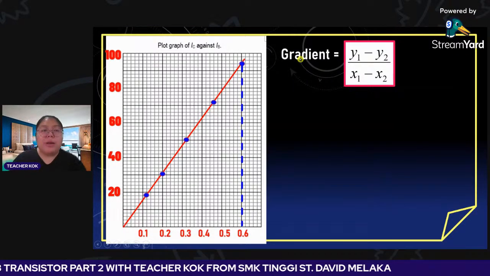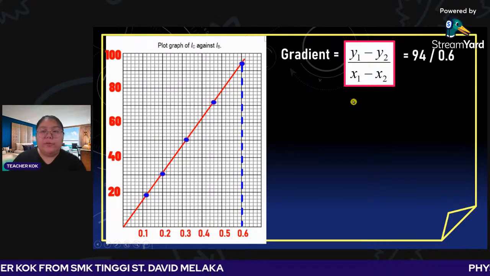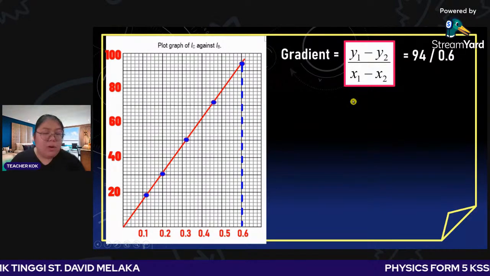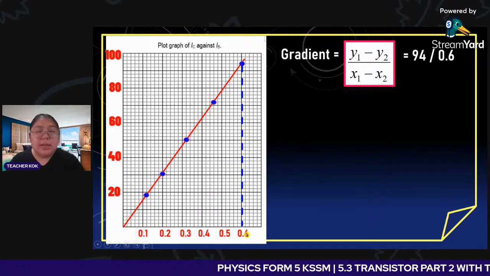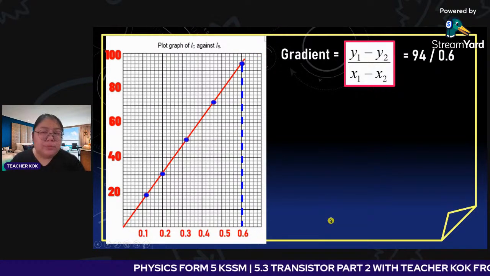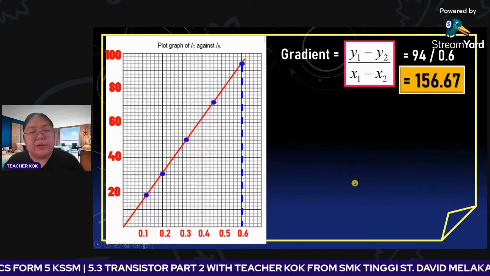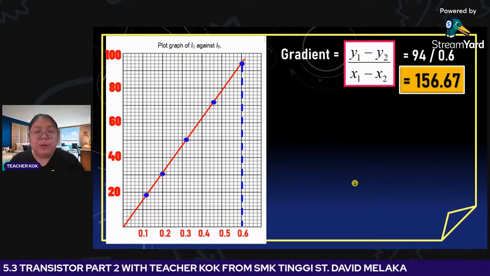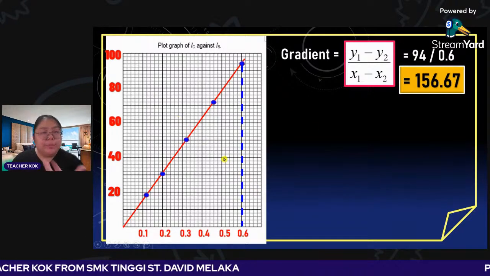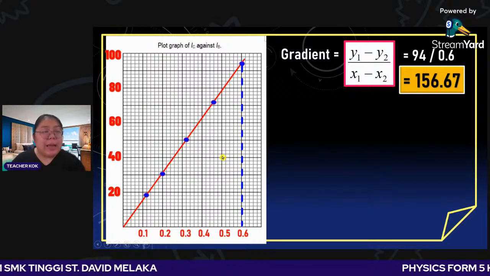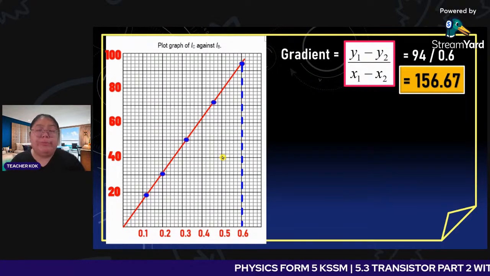So y1 minus y2, this one should be 90 something. From the table, I get 94. So 94 minus 0, then x is 0.6 minus 0. From here, I get 156.67. That has no unit because you're using IB and also IC, both in milliampere. So milliampere over milliampere, that's no unit.